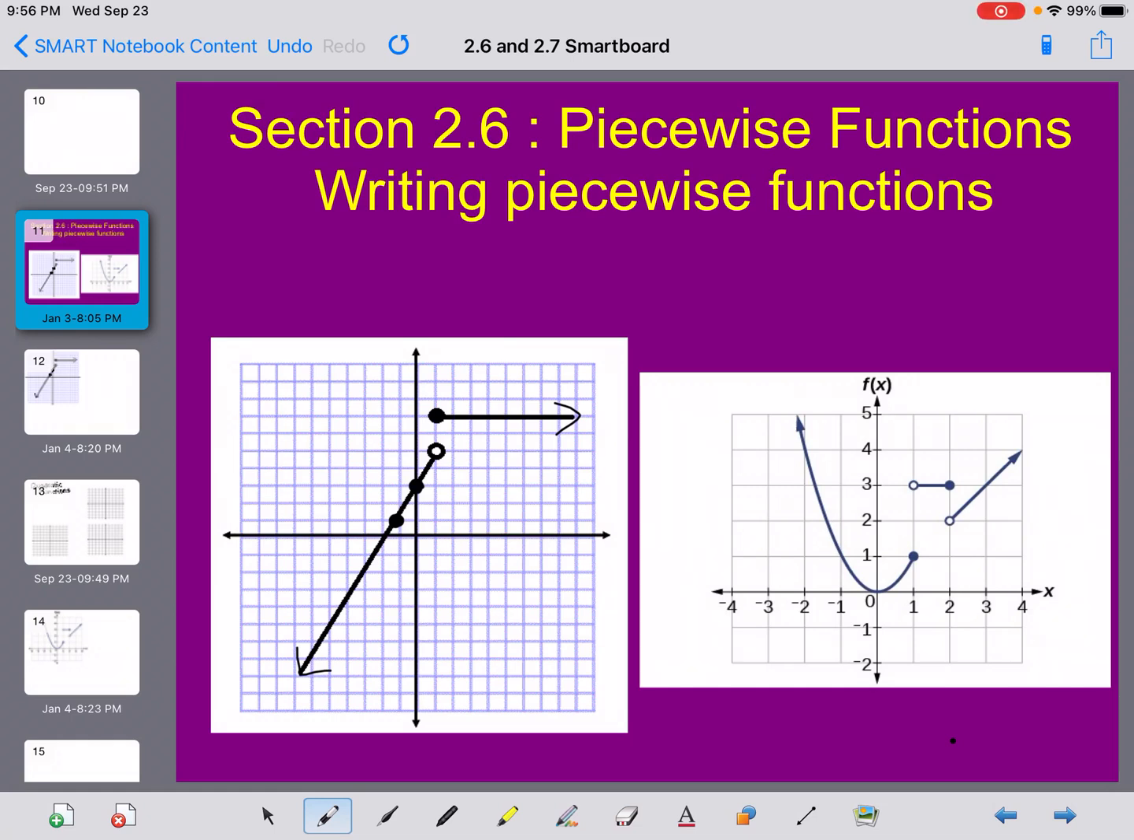All right, so this is section 2.6 continued. We're now going to write the piecewise functions, meaning you're going to be given a graph like the ones you see here, and you'll be asked to write the piecewise function for it. Here we go.